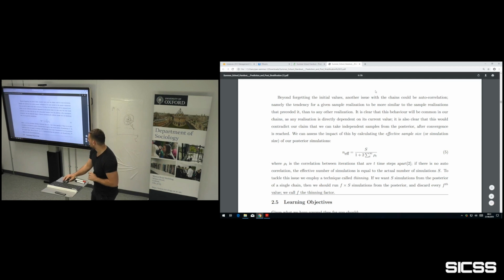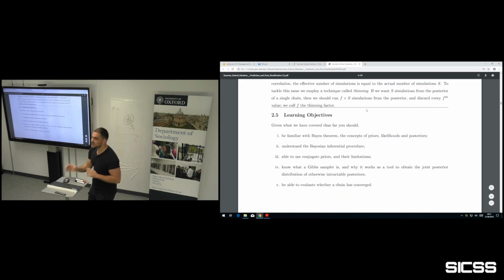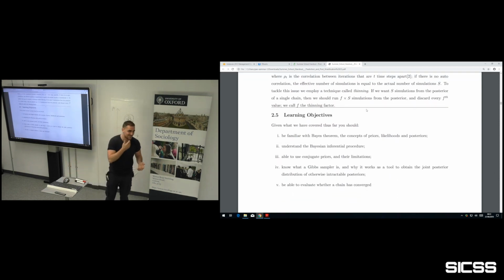Brilliant. OK. So with this small Bayesian primer, I tried to give you 4 years of studying in 20 minutes. But the learning objectives: you should be familiar with what Bayes' theorem is. You should know what a likelihood and a posterior is. You should understand the Bayesian inferential procedure, so that kind of data generation and then inference and updating that I showed you before. You should be able to use conjugate priors and know their limitations.